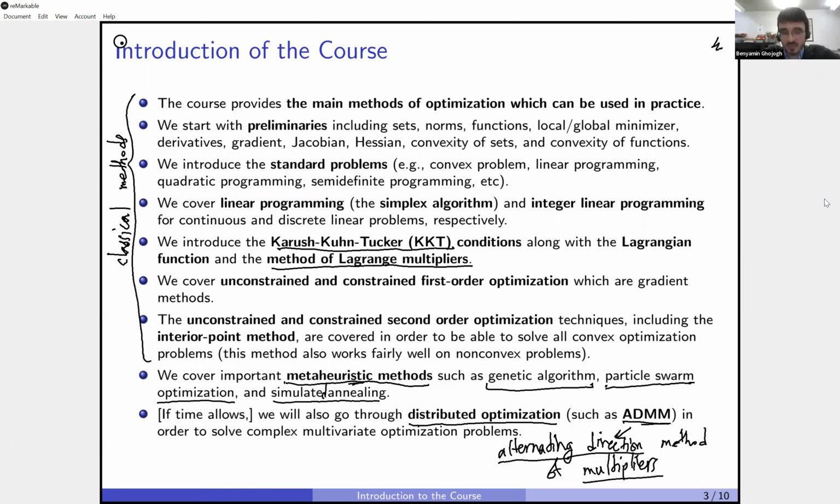They do their optimization and they send it back to me. I combine them in some variable, and I send the combined variable to them again. They optimize it, send it back to me. This procedure repeats until convergence. So this is the idea behind distributed optimization. And one of its most famous algorithms is ADMM, alternating direction method of multipliers.